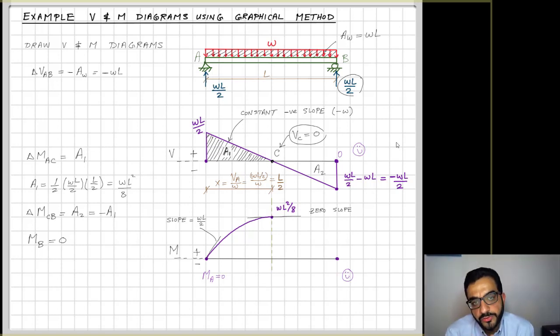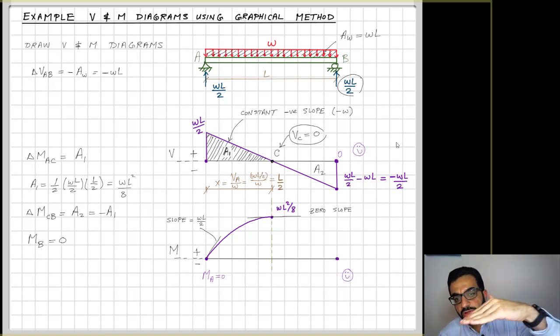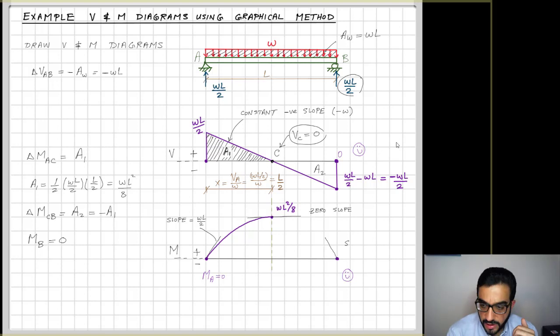Now, how to connect between these 2 points at moment MC and MB? I know that I start with a 0 slope at C, because I have 0 shear there, and then that slope is increasing in the negative. So the value of the shear keeps increasing in the negative, so the slope increases in the negative. So you start with this, and then you're sinking down the moment here until you hit point B. The maximum slope here is negative WL over 2. So you end up with a symmetrical, also parabolic shape for the moment.